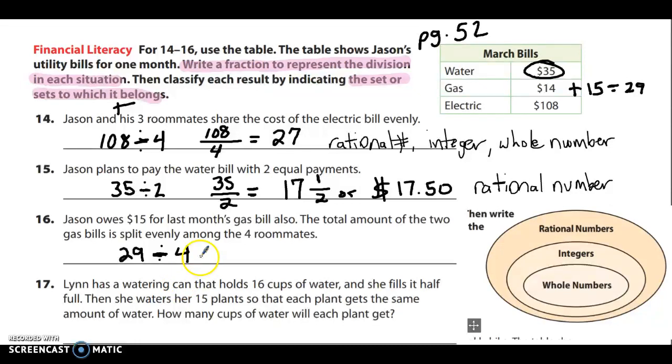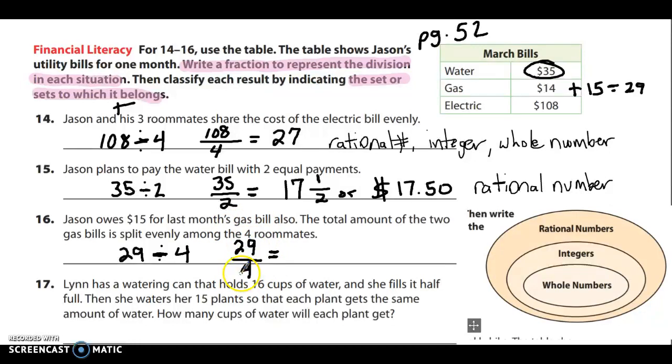So it's 29 divided by 4. That can be written as 29 over 4. $29 divided by 4 roommates. And is that going to be a whole number? We don't have to finish solving this. We can, but we have enough information now to answer. Is this a whole number? No, 4 does not go into 29 evenly. It's not a whole number.